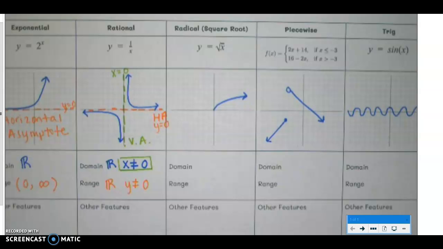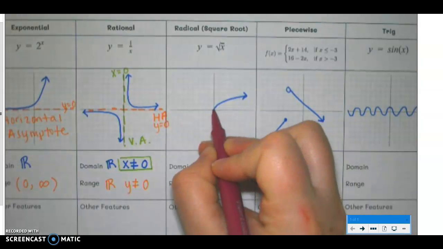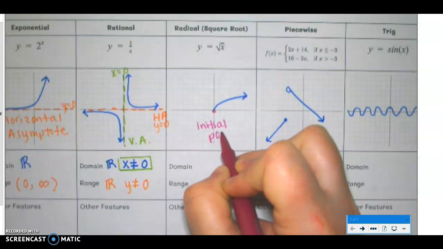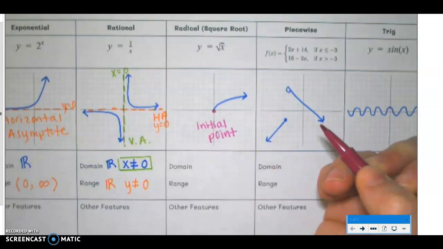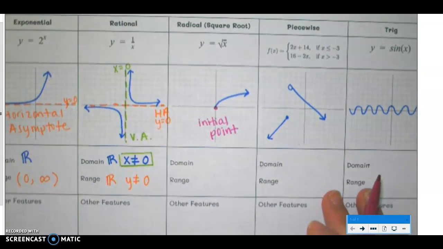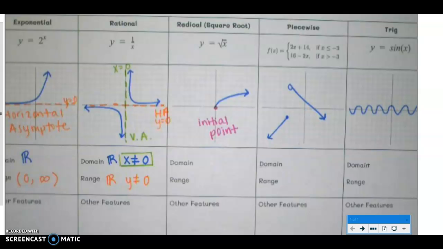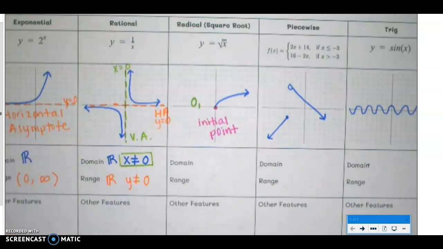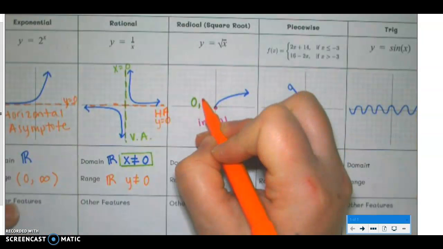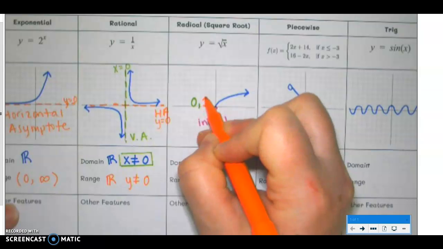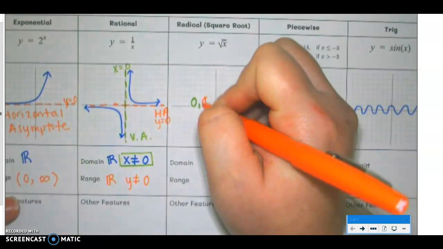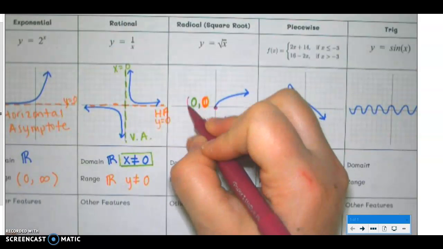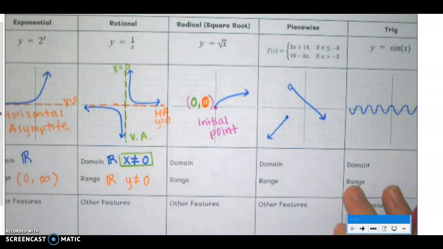All right, square root function. The square root function has this point here called your initial point. And that's going to help you figure out what your domain and range are. So that initial point, let me color code this a little bit. This is the parent function. So that point is at 0, 1. Oh, sorry, I'm going to write 0. It's at 0, 0. I just can't read my graph. So that initial point is at 0, 0.